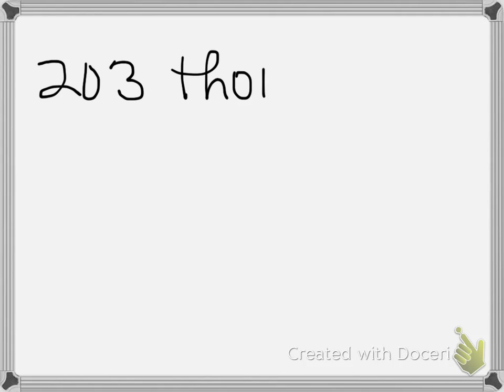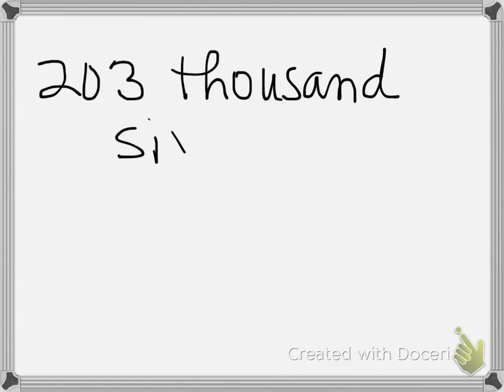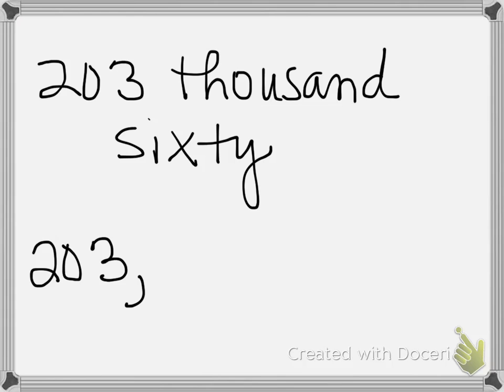Now, let's practice another one. Let's say we had 203,060. So we would write that number 203,000, and then we have 3 more digits. We have to write 60, so it's got to be 0, 6, 0. We have 0 hundreds, we don't have any ones, but we have 6 tens. So that's how we would write that number.